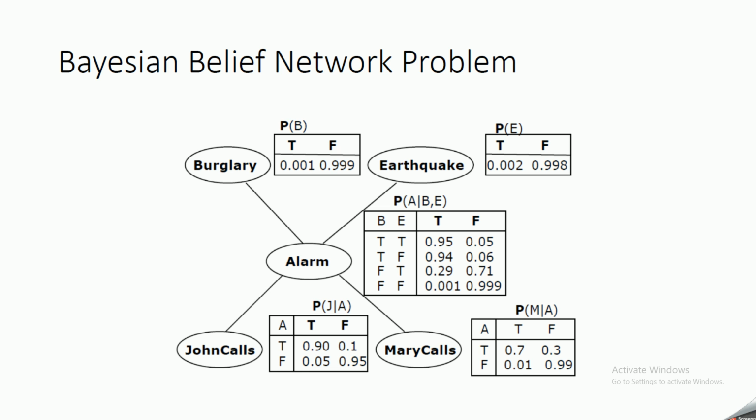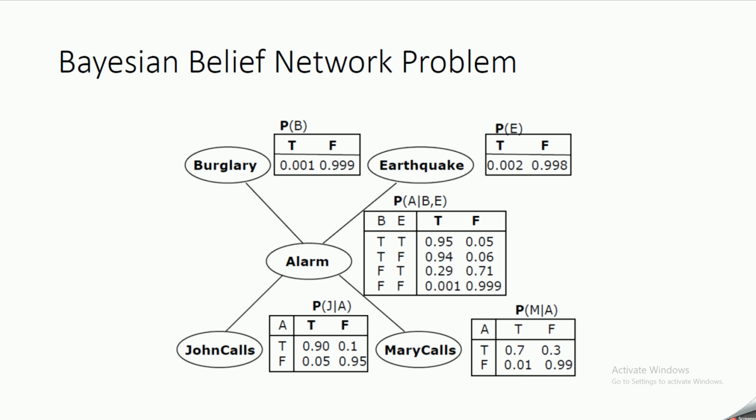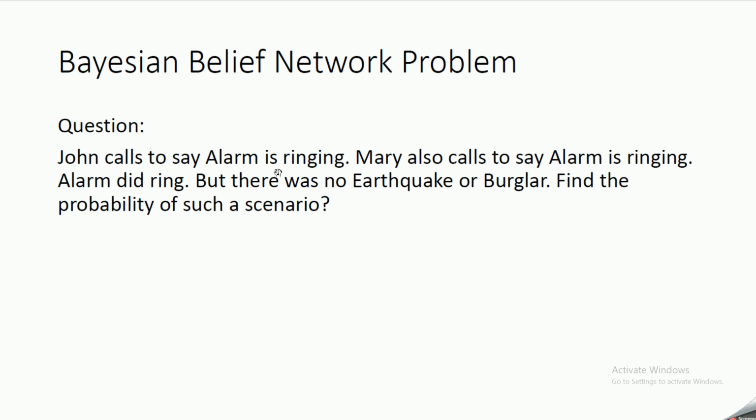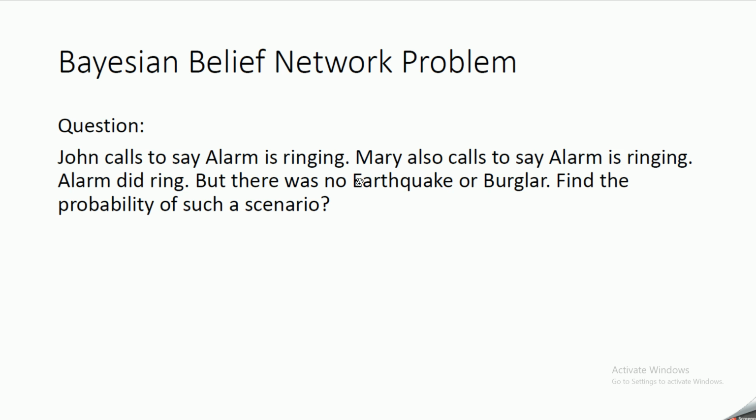How do you get a problem where we can apply Bayesian belief network? The question given to you will be: John calls to say the alarm is ringing. Mary also calls to say the alarm is ringing. The alarm did ring, but there was no earthquake or burglar. Find the probability of such a scenario.